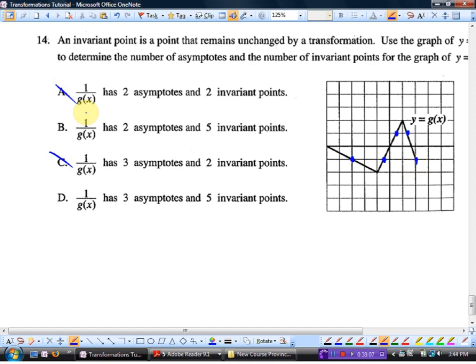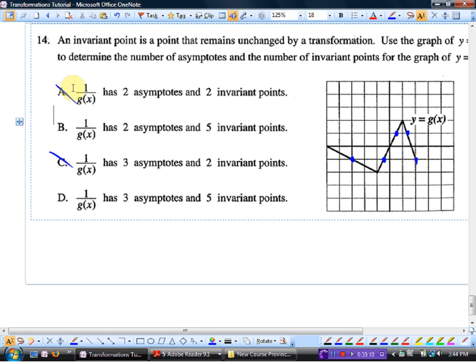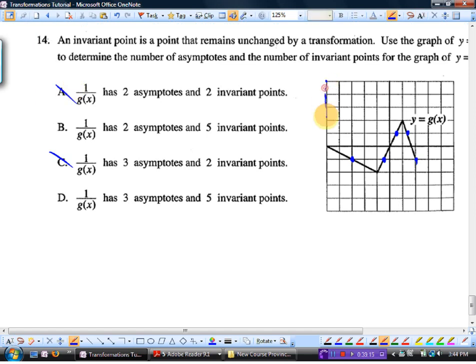Then it's going to have asymptotes. It's going to have asymptotes wherever the original graph has a root, has an x-intercept, touches the x-axis. It's going to be a vertical asymptote right there, vertical asymptote right there, and a vertical asymptote right about there, if I eyeball it. Oh, how many asymptotes are there going to be? 3. Matter of fact, the correct answer is that guy.